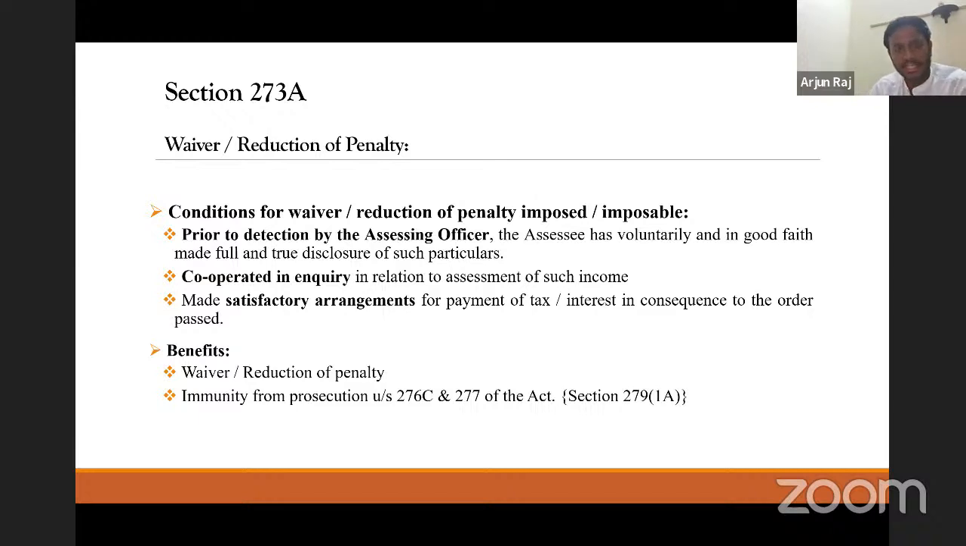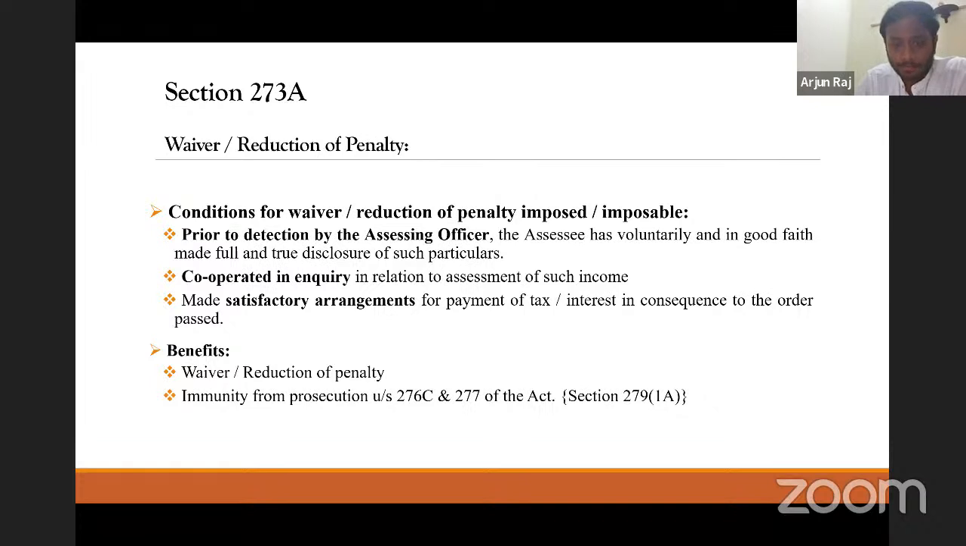The first condition is that, prior to the detection by the AO, there should be a voluntary disclosure by the assessee. Second, he should have cooperated in an inquiry. Third, satisfactory arrangements should be made for payment of tax. One good thing about 273A is it doesn't distinguish between 270A, 270A(3) or 270A(9). So even in the context of misreporting, there could be a case made out for waiver or reduction, subject to the other conditions being satisfied.